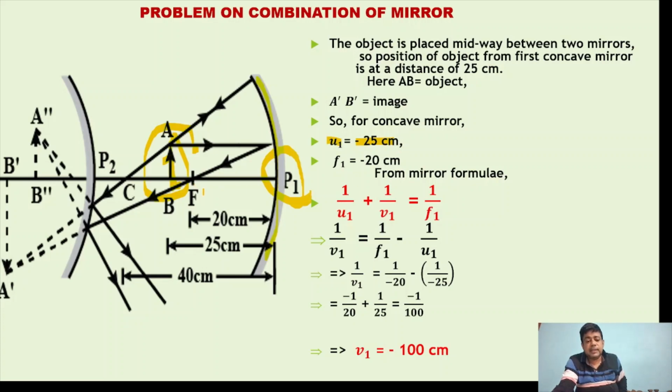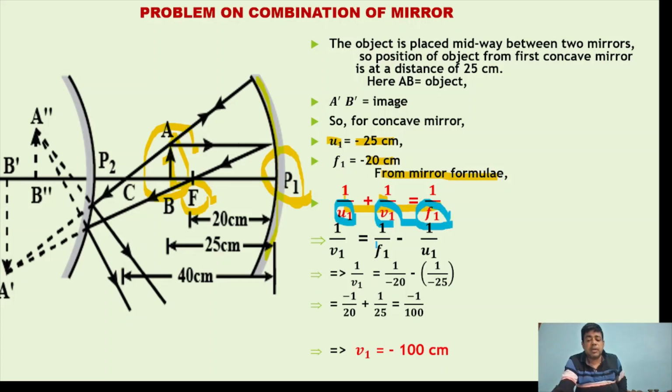Similarly, the focal length is also to the left side of the pole P1 of the concave mirror. Since the radius of curvature is 40 centimeter, the focal length is minus 20 centimeter, which is negative. So using the mirror formula, 1 by U1 plus 1 by V1 is equal to 1 by F1. Understand? U1 is the distance of the object placed in front of the concave mirror, V1 is the distance of the image, and F1 is the focal length of the concave mirror.